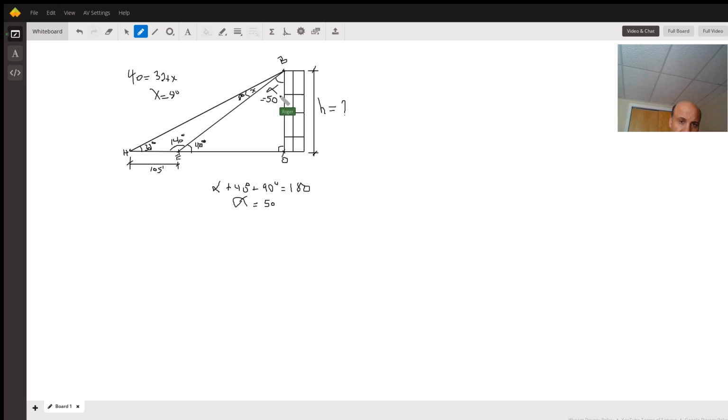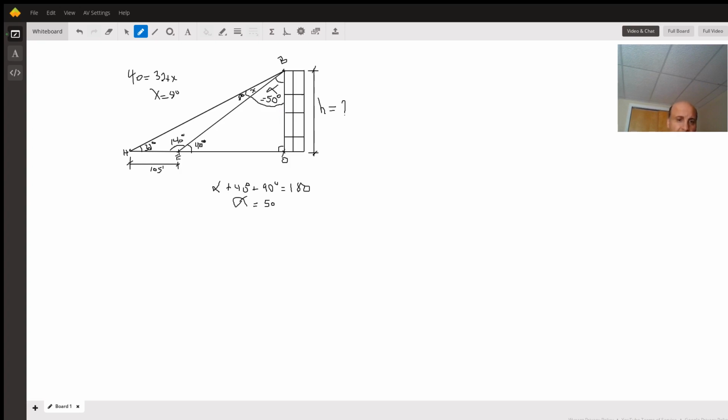A quick check. The sum of the angles in triangle BHO should also be 180 degrees. So if this is 32 and this is 90, 32 plus 90 gives you 122 degrees. So this whole thing should be 58, and this is 8, therefore this is confirmed to be 50 degrees. So now we haven't done any trigonometry yet. This is just geometry right now, just trying to figure out angles.